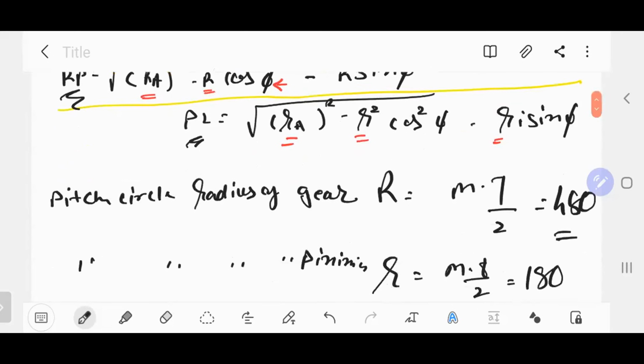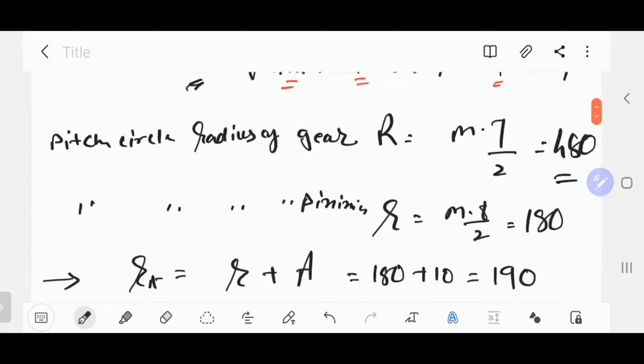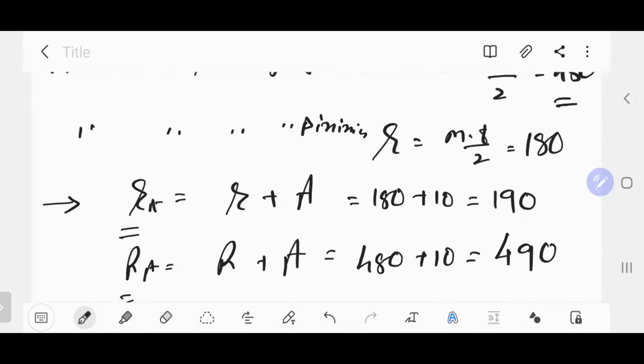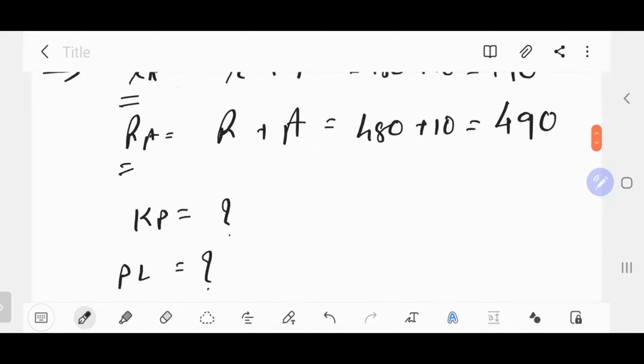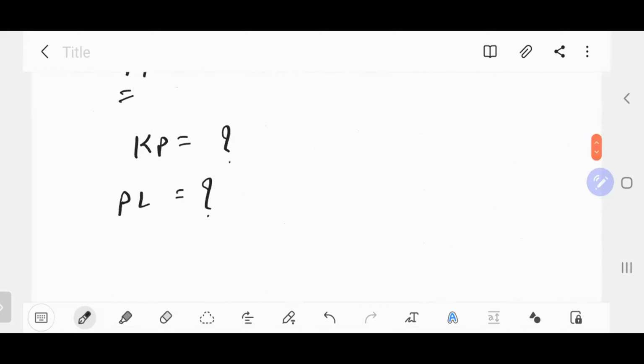So we have calculated the capital R and small r because we know the equation m t by 2 for the pitch circle radius. And for RA, we just have to add the addendum: radius plus addendum. Now we have RA and all the data, we can calculate the KP and PL. We have done this exercise in the previous lecture.